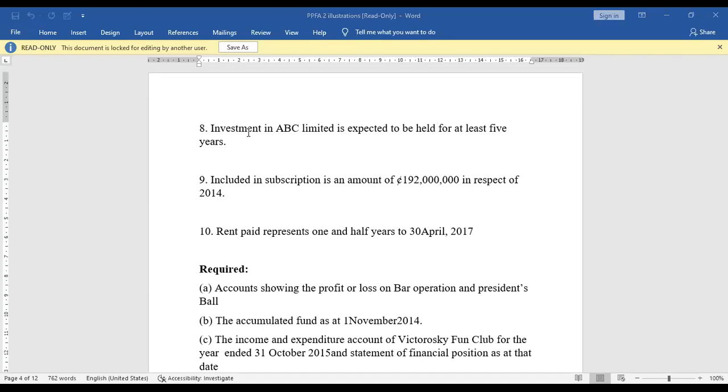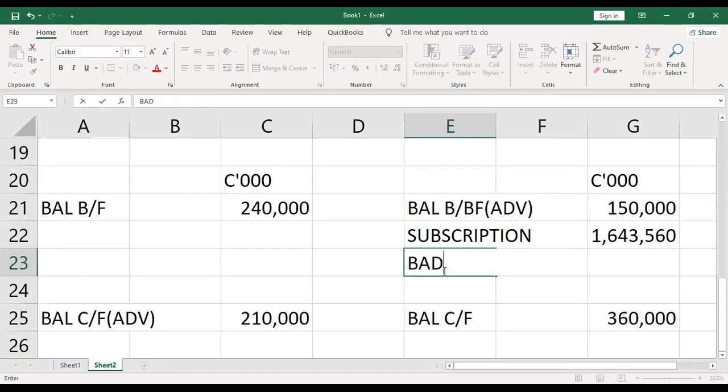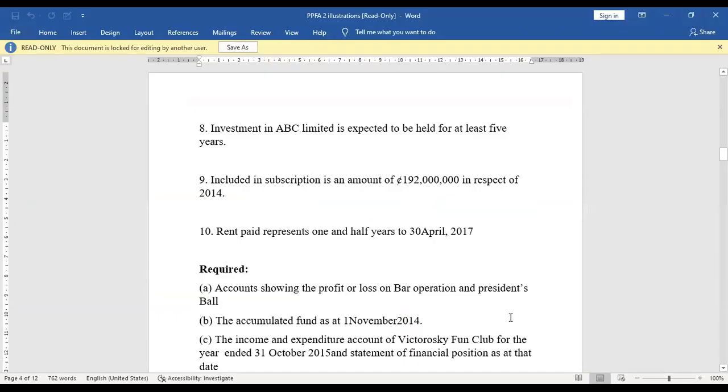So, bad debt. The figure for that year. Let's go back to our question. Let's make reference to the question, please. It says included in subscription is an amount of 192 million in respect of 2014, and this account is being prepared for 2015.